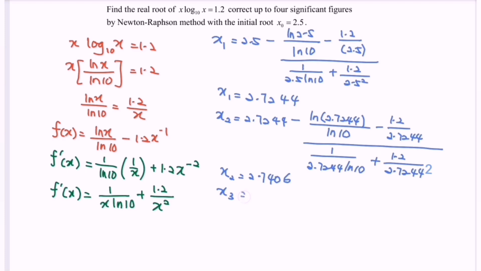X sub 3, we will have 2.7406. So notice that we have the repetition. So the root x is equals to, remember, 4 significant figures, so we have 2.741.